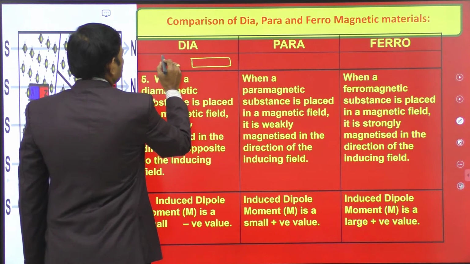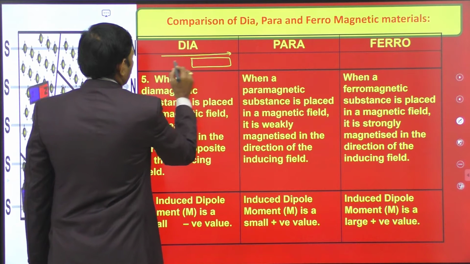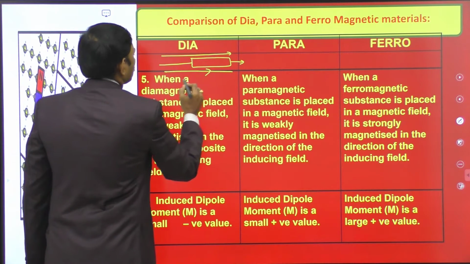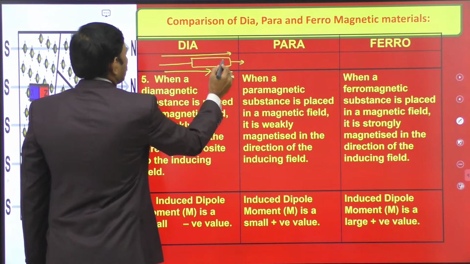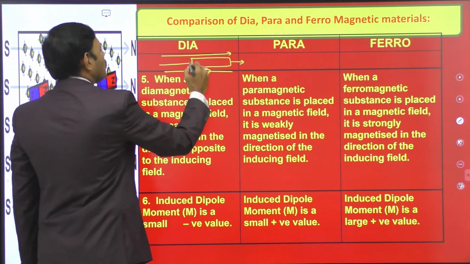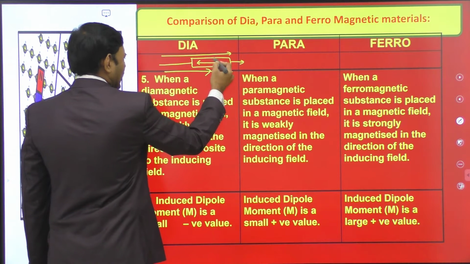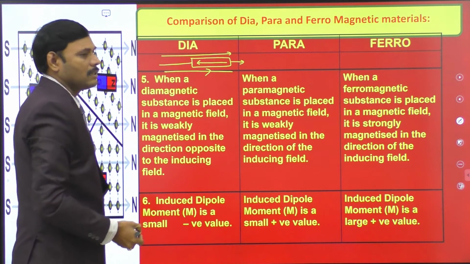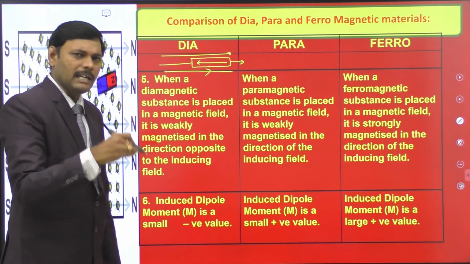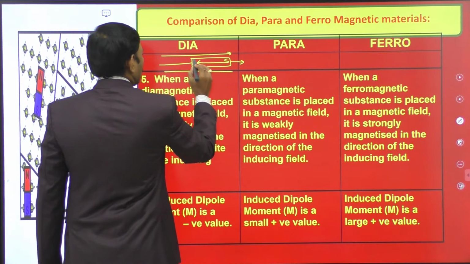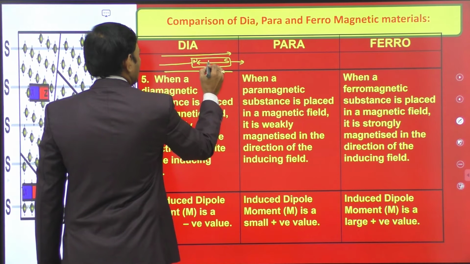When some external magnetic field is applied over it, it gets magnetized in the opposite direction. It has its magnetic moment feebly. It gets magnetized feebly, partially, lightly in the opposite direction. So this becomes the south pole and this becomes the north pole. It gets magnetized feebly but not strongly.